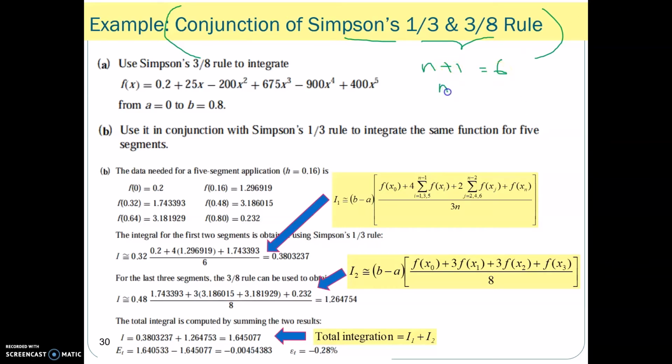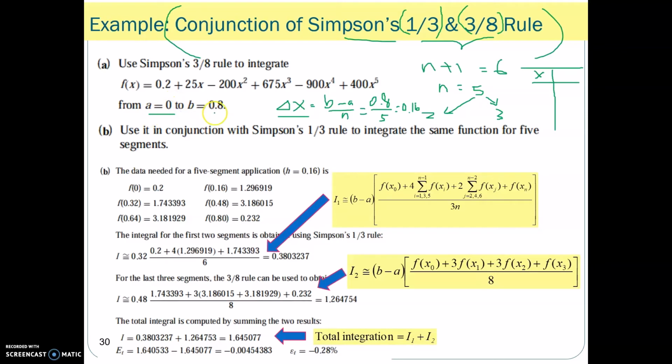So in this case, you obtain the number of segments equal to 5, and the first 2 segments are solved by using the 1/3 rule, and the next 3 segments will be solved by the 3/8 rule. So let's find the step size from this formula. B minus A equal to 0.8. The number of segments n is equal to 5. Therefore, you obtain 0.16. So you have points from 0 to 0.8, and the step size is 0.16.